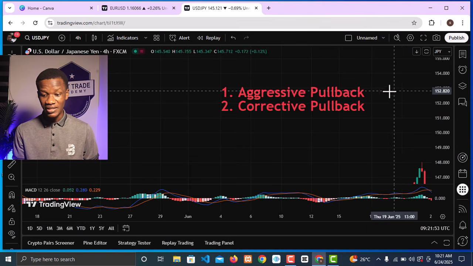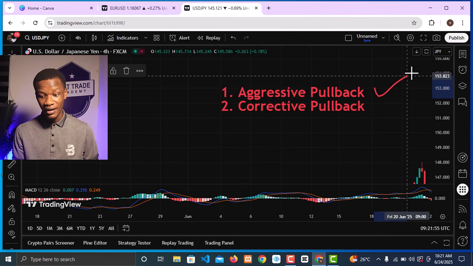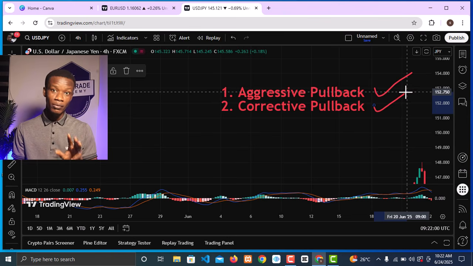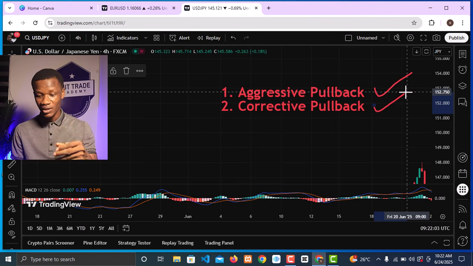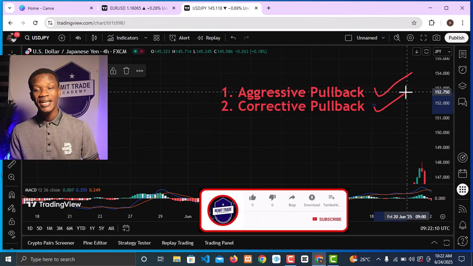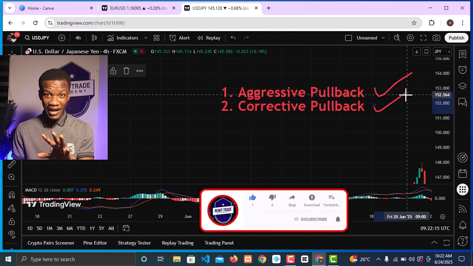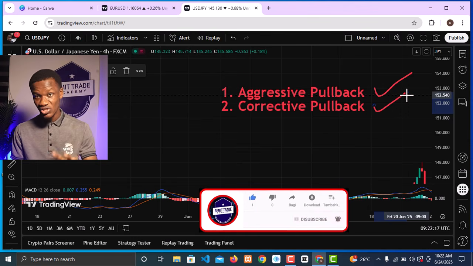The first thing here is the types of pullback that we have in the market. We have two types of pullback in the market. That means every pullback you see in the market is categorized into two categories. The first one is what we call the aggressive pullback, and the second one is the corrective pullback. So whichever pullback you are trading, it is categorized into these two.